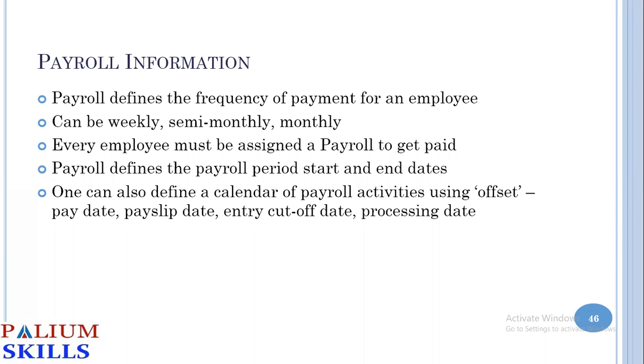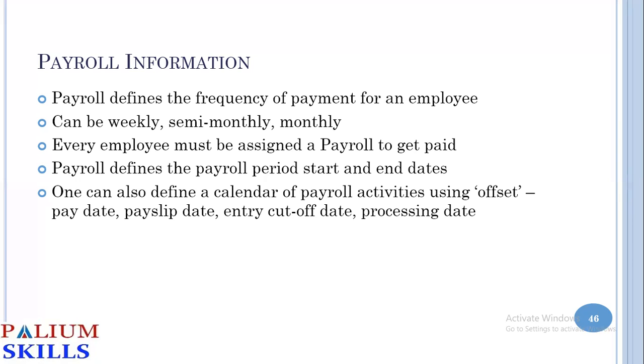So it can be weekly, semi-monthly, monthly, depending on the frequency desired. Every employee must be assigned a payroll to get paid. Payroll defines the payroll start date, end date, and there are other dates in the calendar also, called offset date, pay slip date, entry cutoff date, processing date, etc. These dates are created when you define a payroll in the system. Okay, so we'll be seeing how we create the payroll and how we define these calendars and all that.